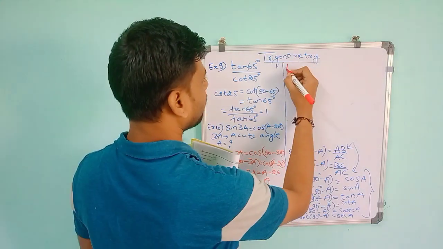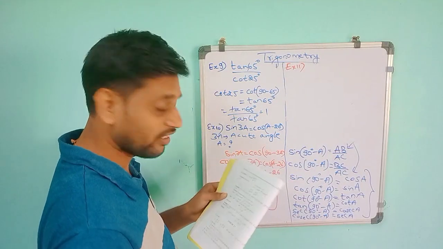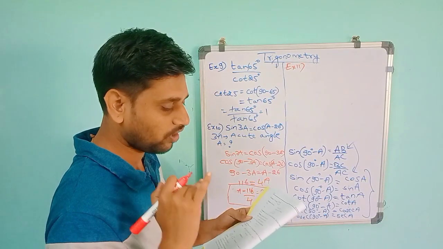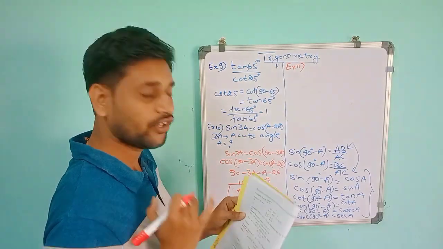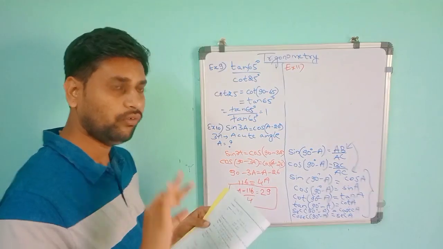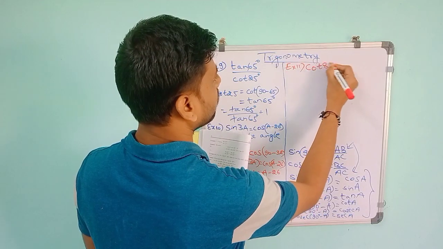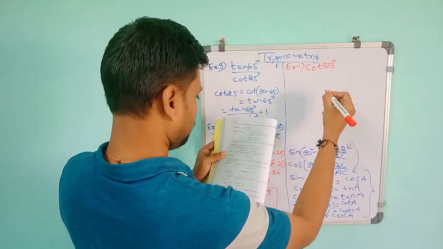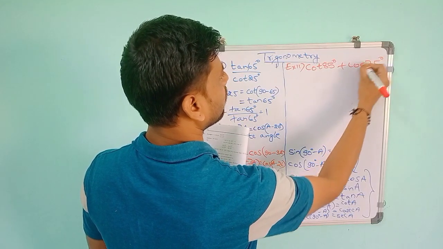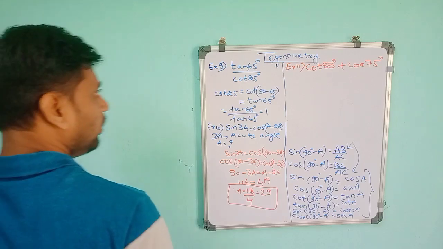So the 11th one, example 11. What is given? Express cot 85 degree plus cos 75 degree in terms of trigonometric ratios of angles between 0 degree and 45 degree. So you have to take the values that are from 0 degree to 45 degree only. So cot 85 degree plus cos 75 degree. So you have to write in terms of angles between 0 and 45.